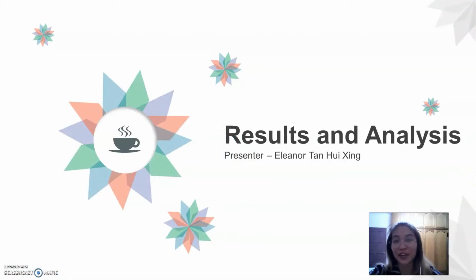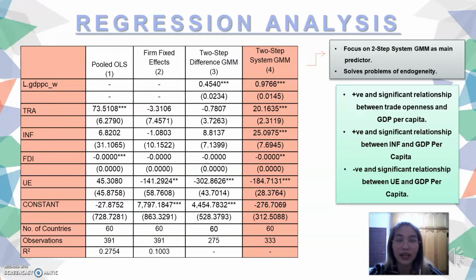Hi, my name is Eleanor Tan, and for this section, I will be presenting the results and analysis that were obtained for this study. The results and analysis presented in this section focus solely on the regression model that was used to fulfill our objective, which is to determine the impact of trade openness on economic growth in developing countries. The study included 60 developing countries from 2014 to 2020, with all variables winsorized at the first and 99th percentile.